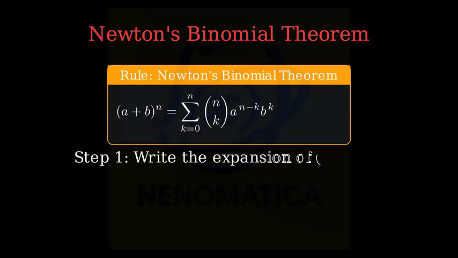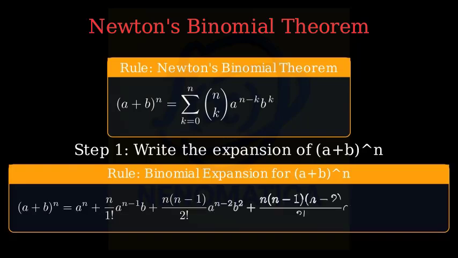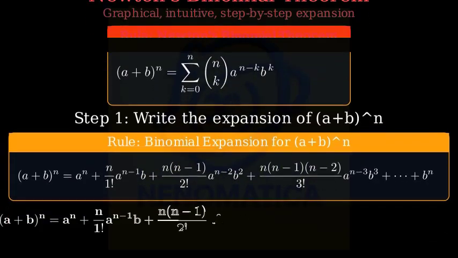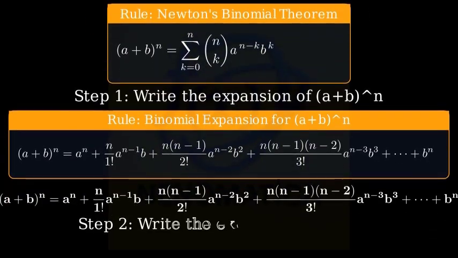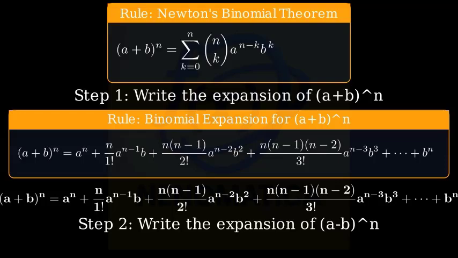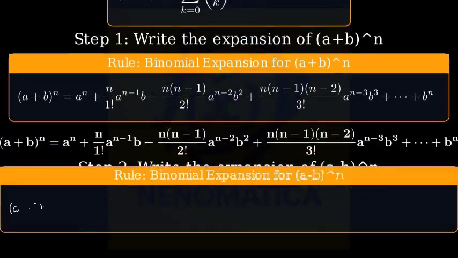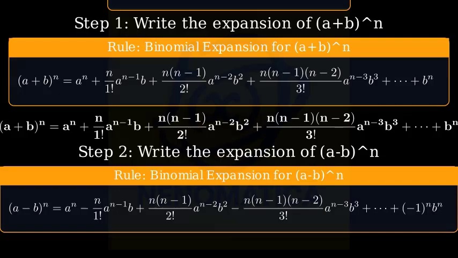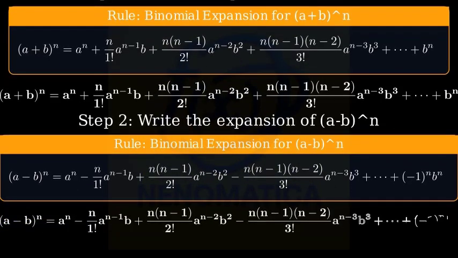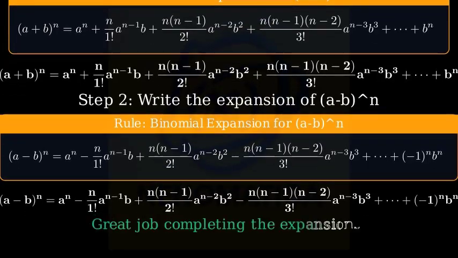Step 1. Write the expansion of (a+b)^n. The binomial expansion for (a+b)^n unfolds term by term using factorials in the denominators. Let's write it explicitly. Step 2. Write the expansion of (a−b)^n. The same coefficients appear, but the signs alternate because b is replaced by negative b. Let's write it explicitly.